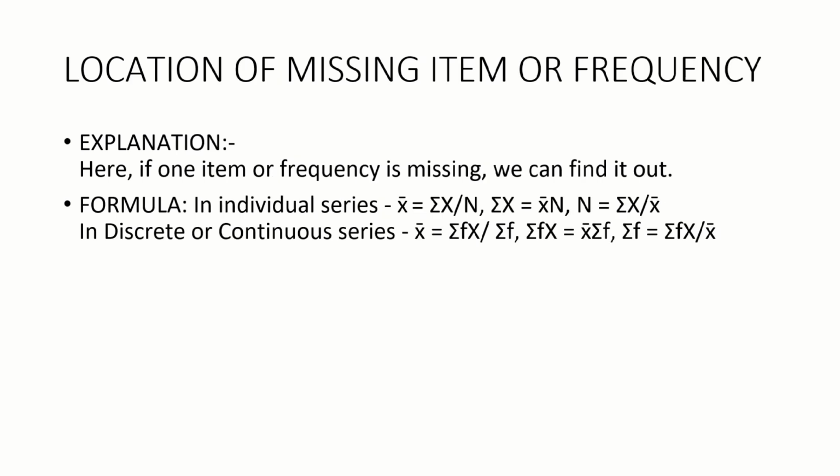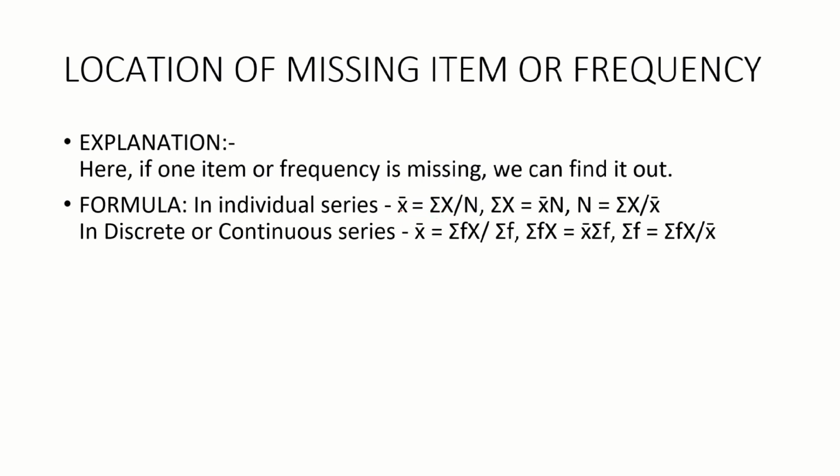And now, if we have to locate missing items or frequencies, we can find it out easily. In an individual series, we can see that these are relationships, but when we know that the arithmetic mean equals the sum of all the values divided by the number of quantities, we can easily figure out the rest, right? If you're a student of class 11th, it's very easy to understand, exchanging places in algebra. So that's pretty much it.